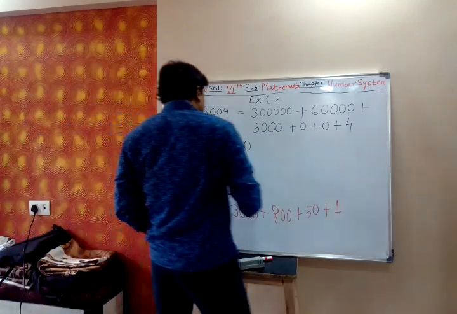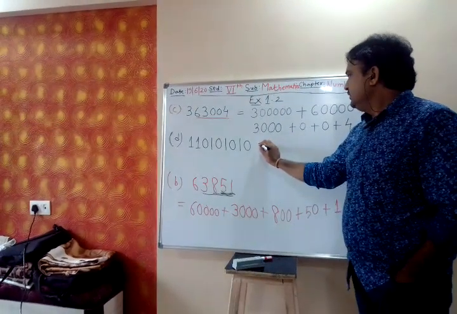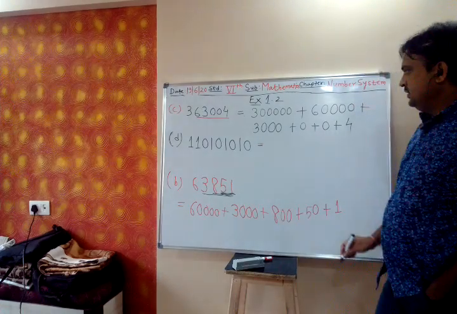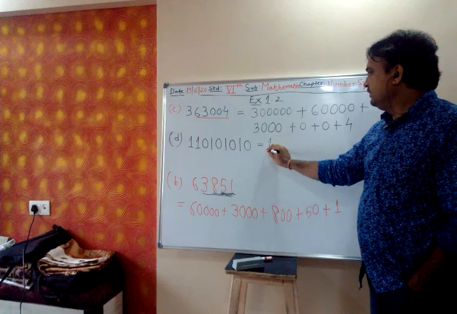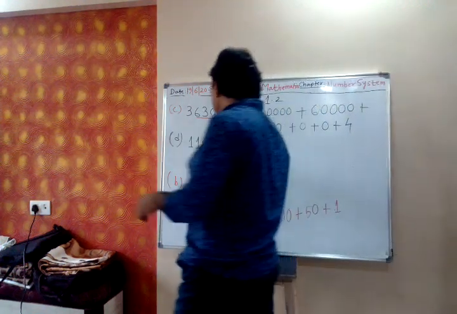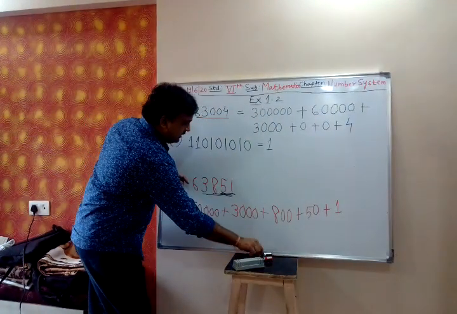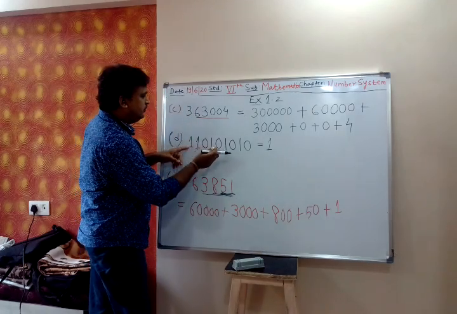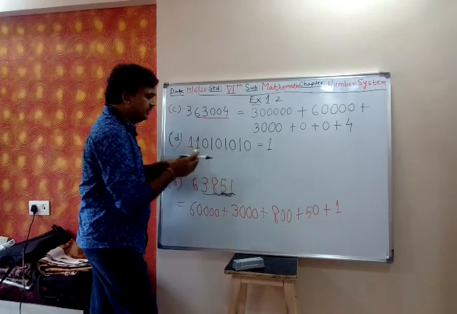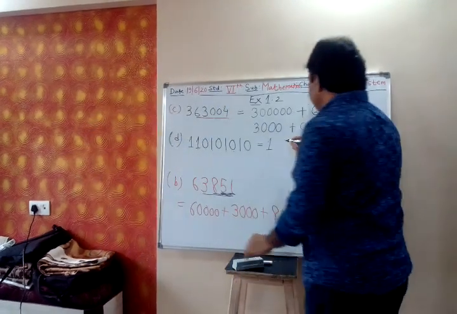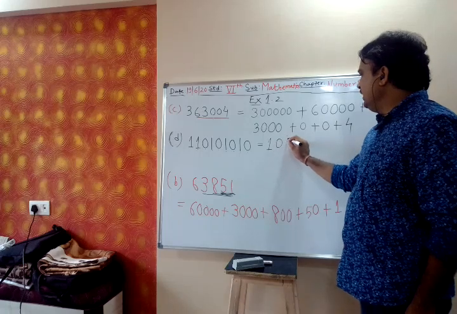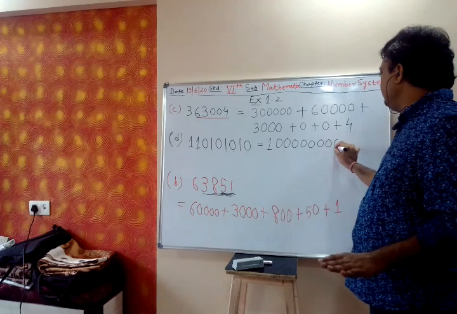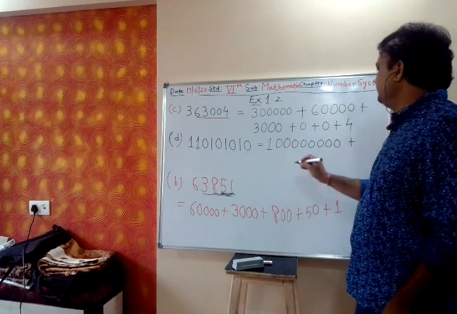Let us write the expanded form of this. Now we start with 1. After this 1, there are how many digits? 1, 2, 3, 4, 5, 6, 7, 8. So I will write 8 zeros. Then I will write plus.